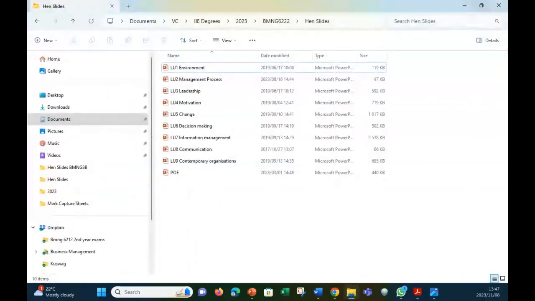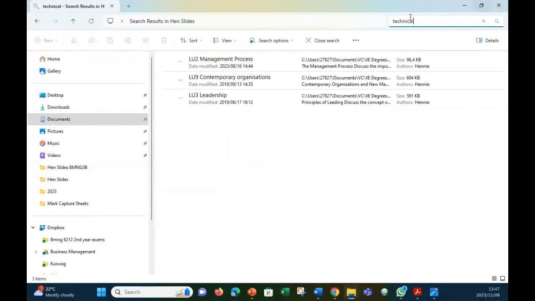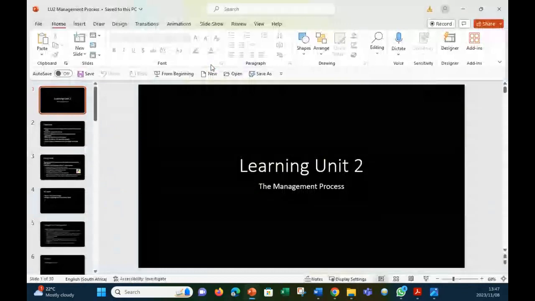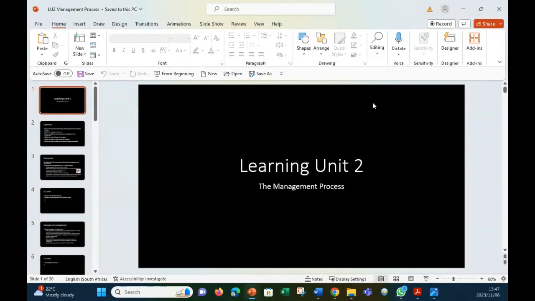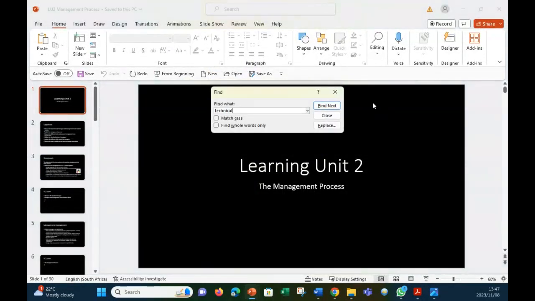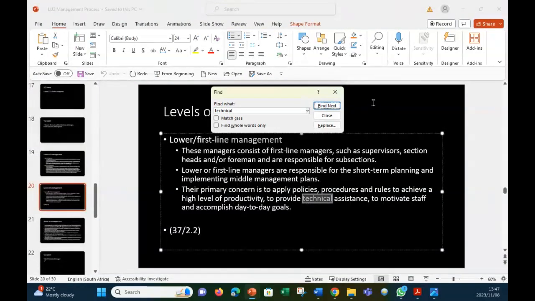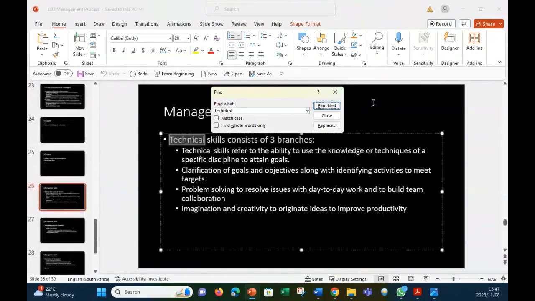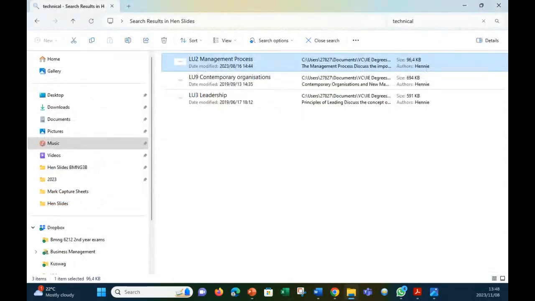We'll go to my slides, we'll shove in technical, Control V. Okay, so we know that it is in there, in the management process, and then we can do the same thing again, Control F, and then find next. Okay, so that starts there, and there are the specific bits of skills that you have to discuss. So please make sure that you do this. And I should have maybe done it the first time around.